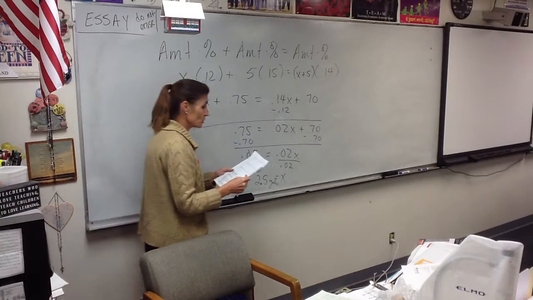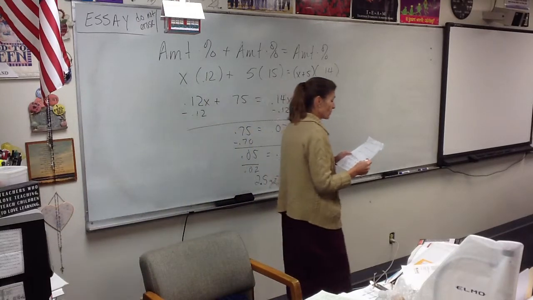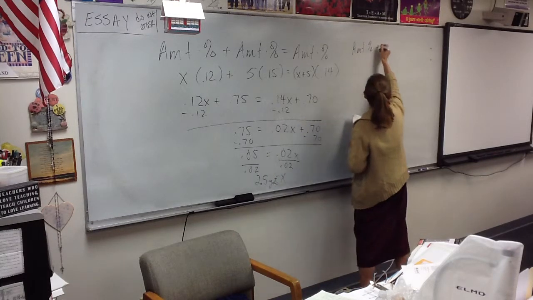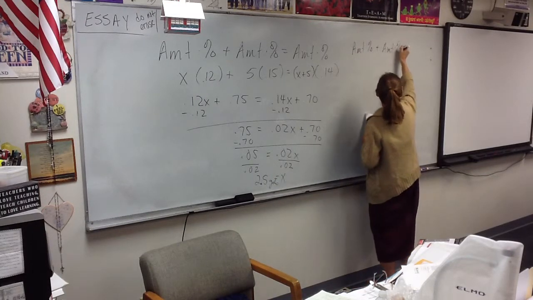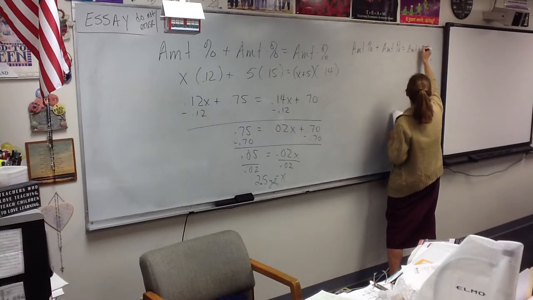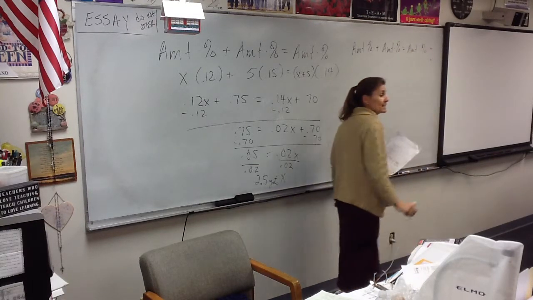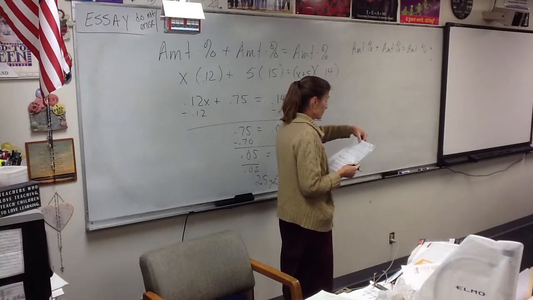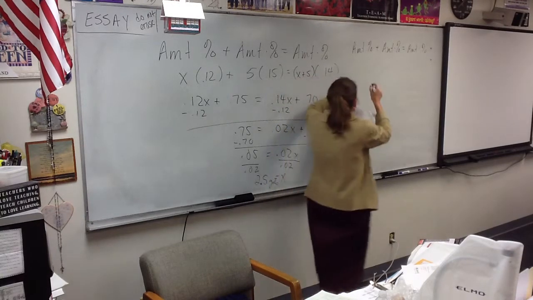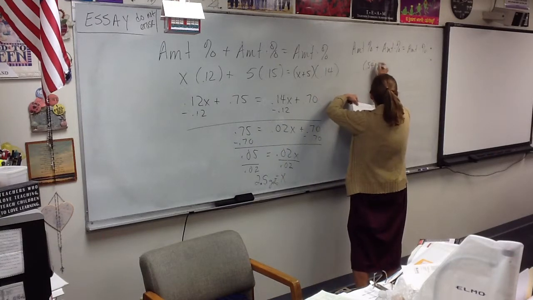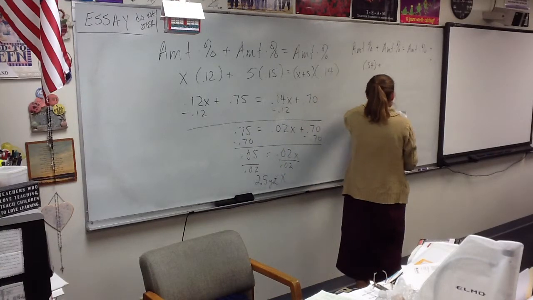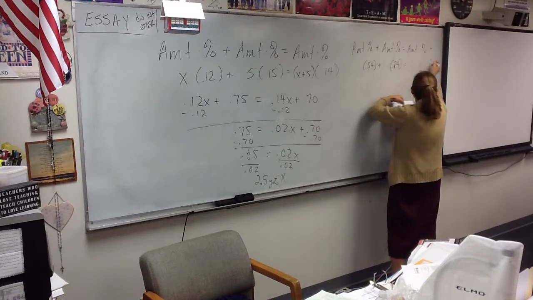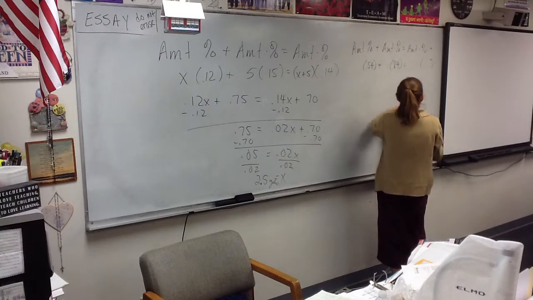All right, let's try number 2 now. It's the same sort of thing. So I start by writing amount times percent plus amount times percent equals amount times percent. Okay, what are my percentages? 54. I have 54%, and I'm mixing that with some 84%, and I'm going to end up with some 60%.